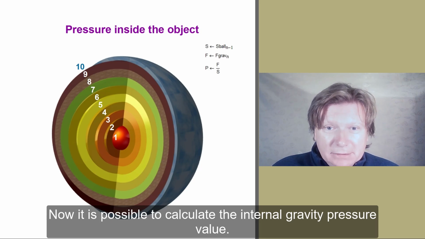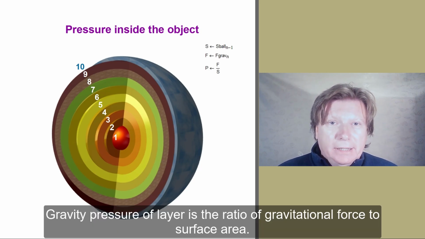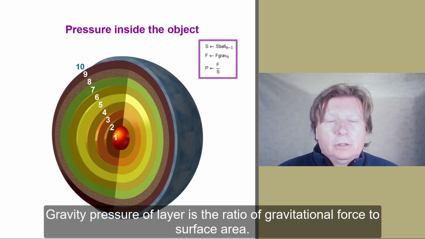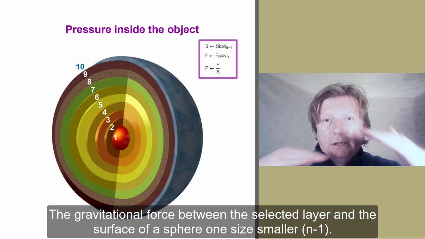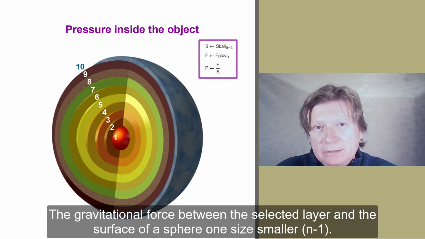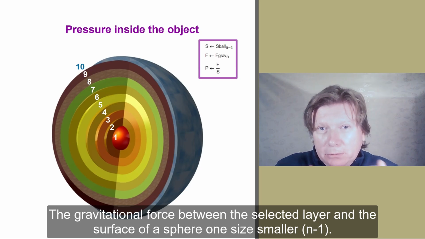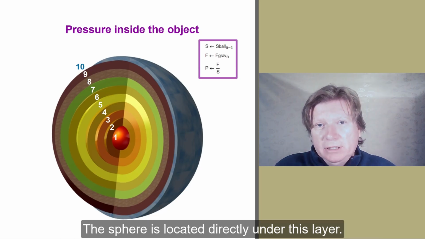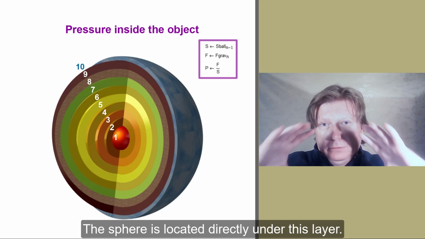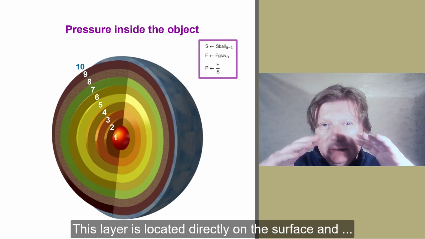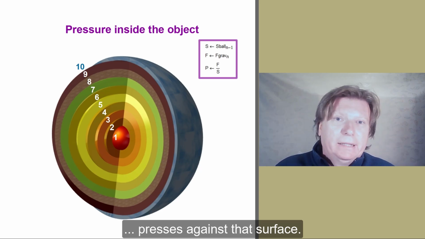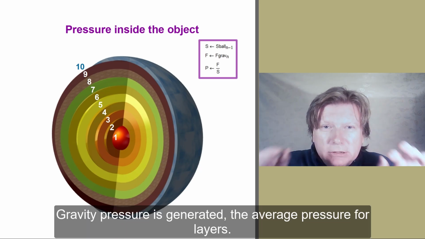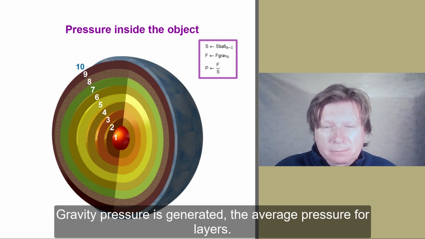For a specific layer, the gravity pressure of the layer is the ratio of the gravitational force to the surface area. That is, the gravitational force between the selected layer and the surface of a sphere one size smaller, n-1, divided by the surface area of that sphere, which is located directly under this layer. This layer is located directly on that surface and presses against it. Divided by the surface area, this gives us the pressure. Gravity pressure is generated, the average pressure for the layers.